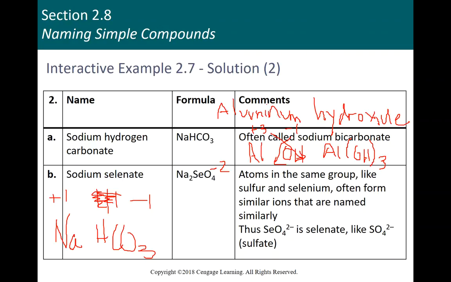All right, so please look in your books, check the Sapling homework, and practice this concept. And next time we are going to talk about type 3 compounds, which are your covalent compounds.